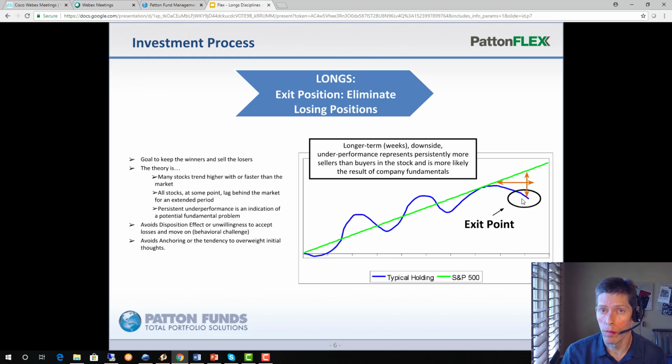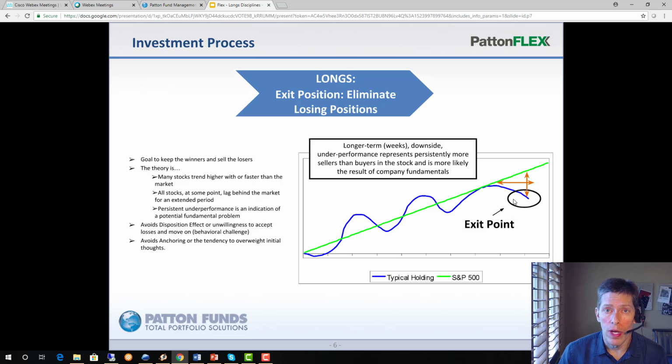We never know for sure, but we're going to use this as an indication, and we're going to exit the stock when enough time has passed and the underperformance is big enough. Those are the two criteria that we're looking for. That's how we exit stocks. If the stock continued to go higher and beat the market, then we're going to continue to own the stock.